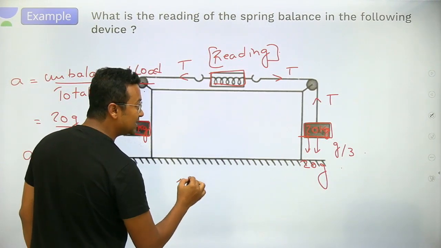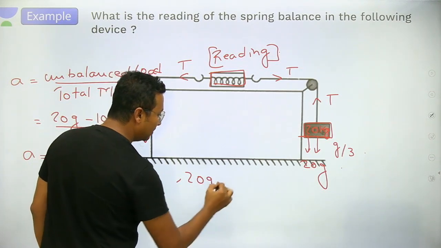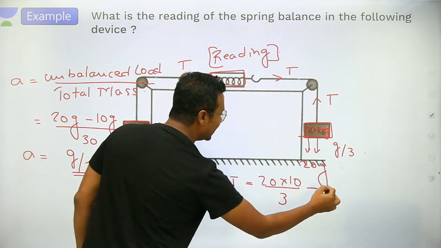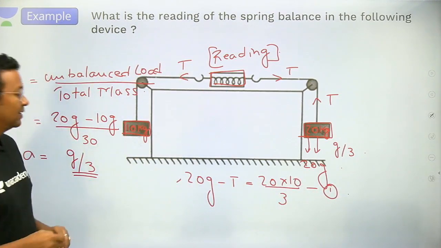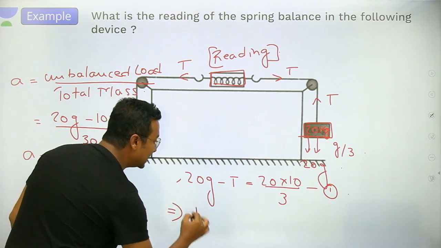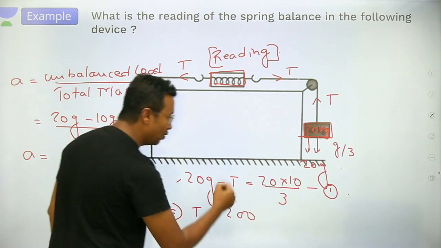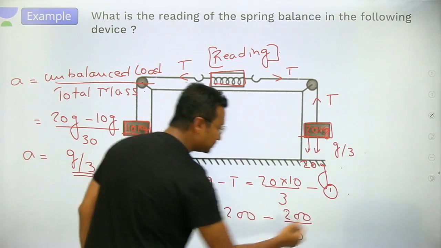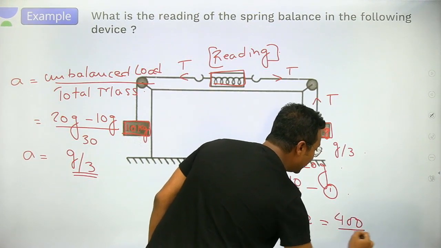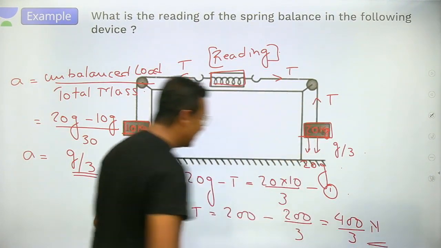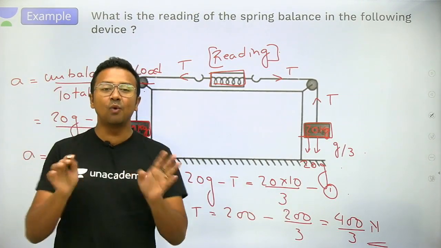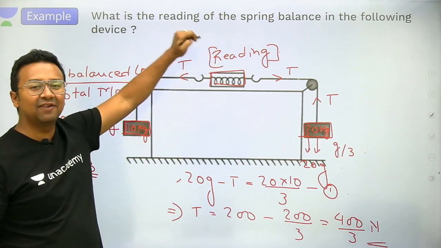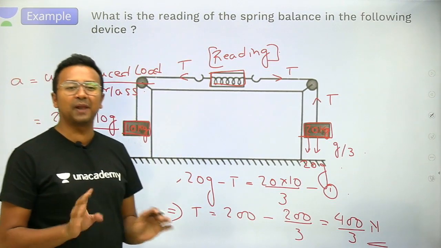So here I can find out that 20g minus T will be equal to 20 into 10 divided by 3. Simple equation. Now tension will be equal to 200 minus 200 divided by 3. If you solve it, you will get 400 divided by 3 Newton. That will be nothing but 600 minus 200, that will be 400 divided by 3. That will be your answer. That is the tension in this ring, and that will be equal to your reading of this spring balance.